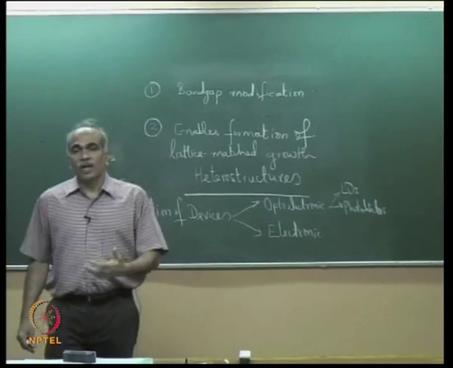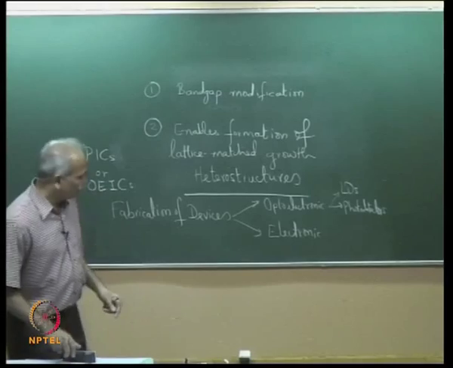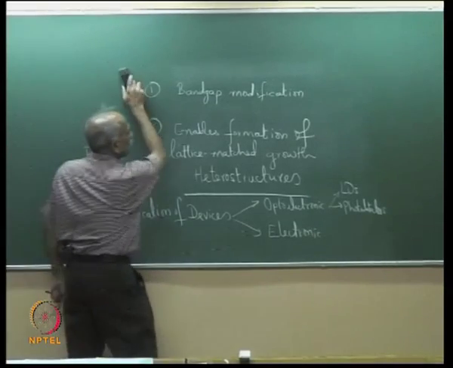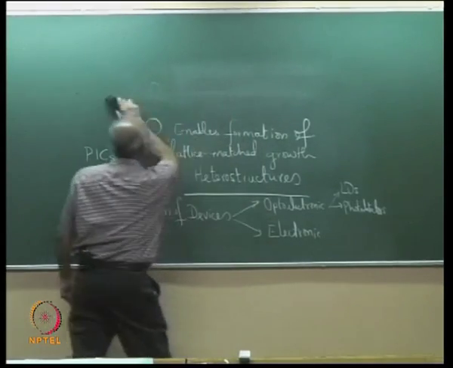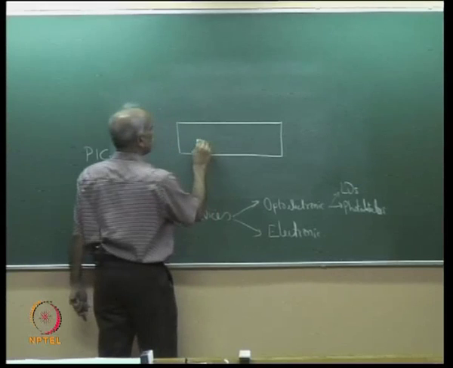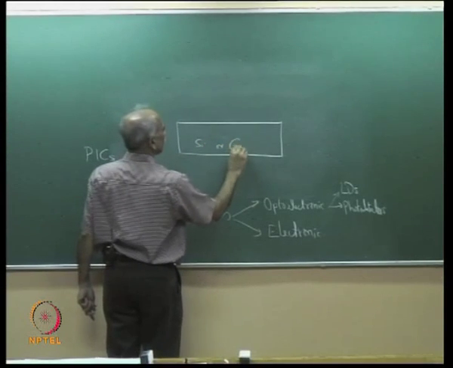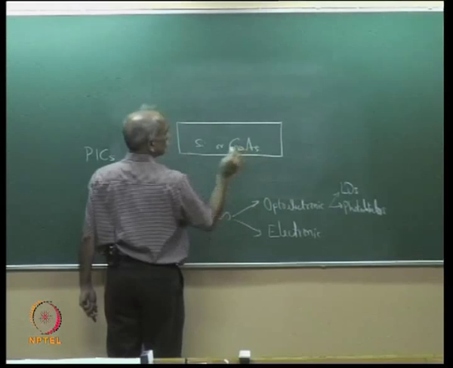What is the reason? Why is this the situation? Normally in fabrication of components, you start with a substrate, say a silicon or gallium arsenide substrate.